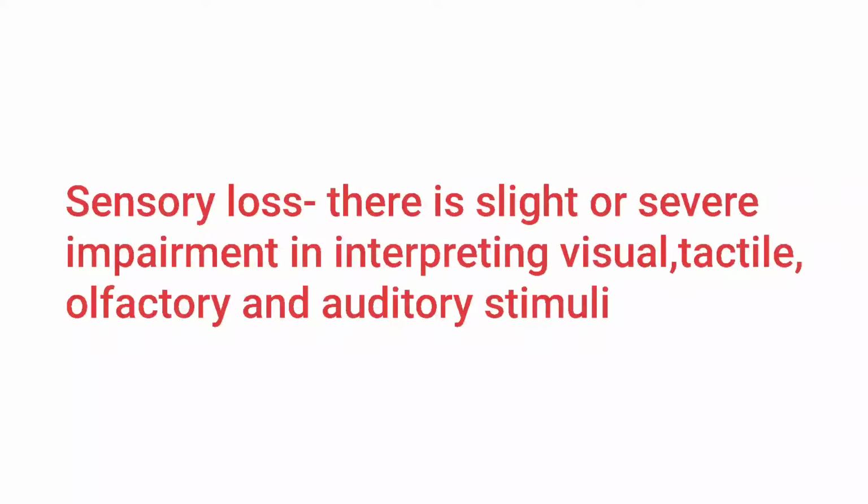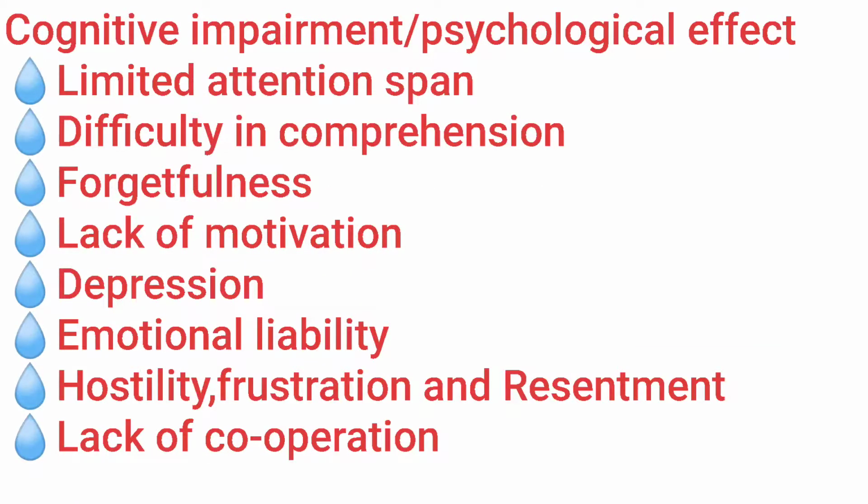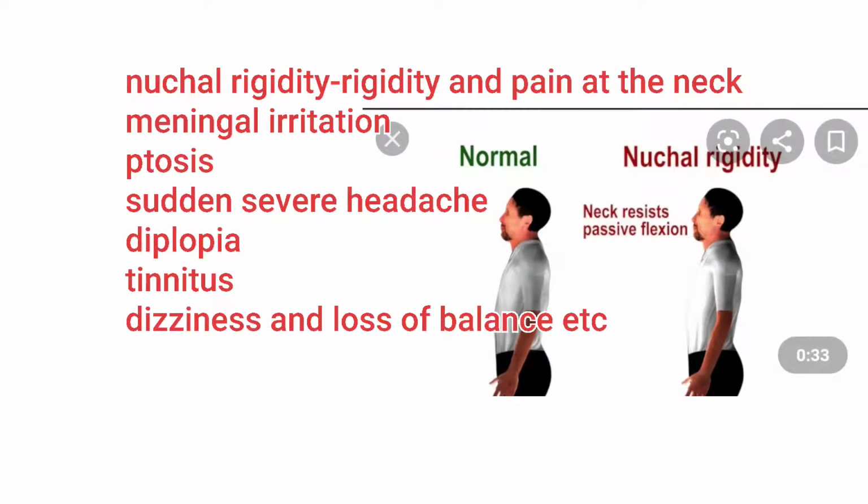In cognitive impairments or psychological effects, because the stroke affects the frontal lobe, there is necrosis of the frontal lobe, so the person has a limited attention span. There is difficulty in comprehension, there is forgetfulness, lack of motivation, depression, emotional lability, hostility, frustration, resentment, and lack of cooperation among all signs and symptoms. We also have meningeal irritation.